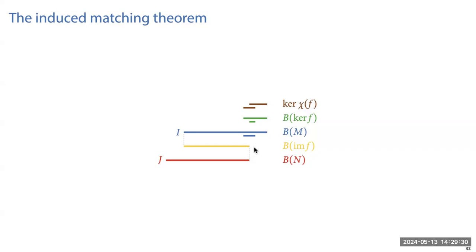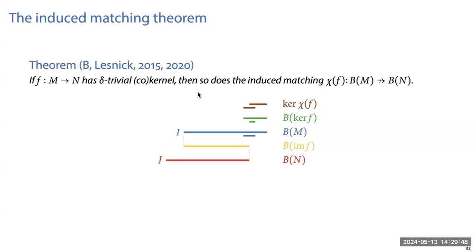So you see there's a long interval in the barcode of M. It is matched to a yellow one, and what you see here in brown is the part of the long interval that has not been covered by the yellow matched interval. And the statement of the theorem then simply says if the kernel of F has short bars, then the same is true for the kernel of the induced matching.